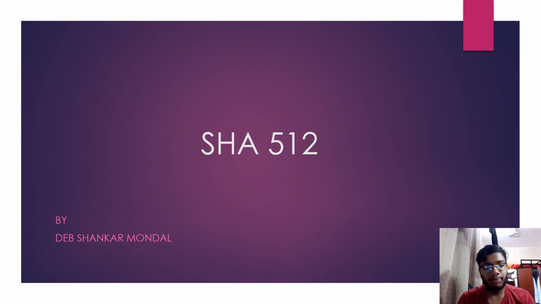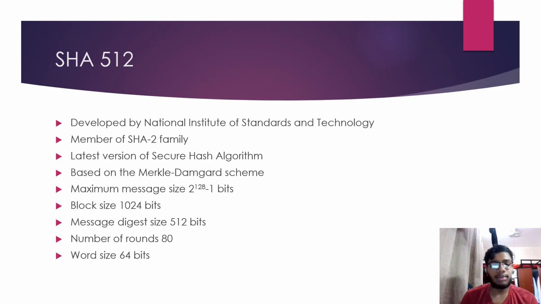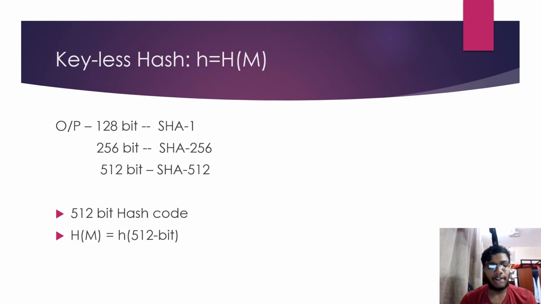SHA-512 stands for Secure Hash Algorithm. It is a member of the different variants in the SHA family and is usually based on the Merkle schemes. Okay, so we will see how it is working. We can describe our hash algorithm in generic terms as small h, the output, the hash that is generated from the algorithm, which is equal to capital H, the hashing algorithm that we are deploying to a message m.